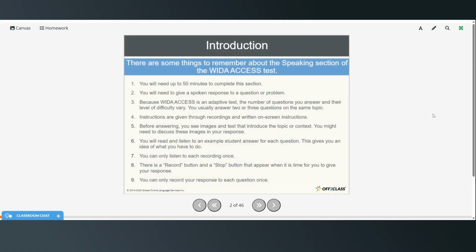Again, you can pause the video, read this introduction about the speaking section on your own, and then restart the video when you're ready to continue.